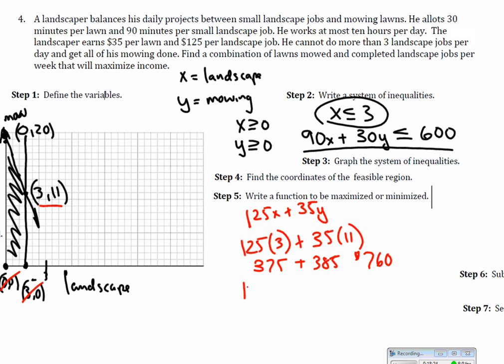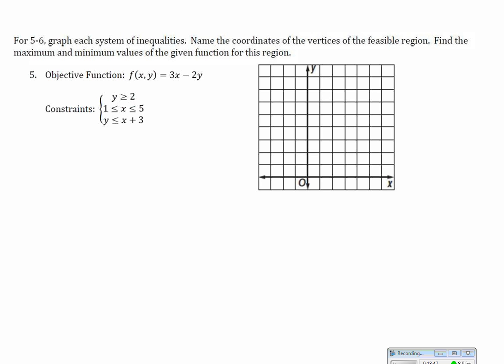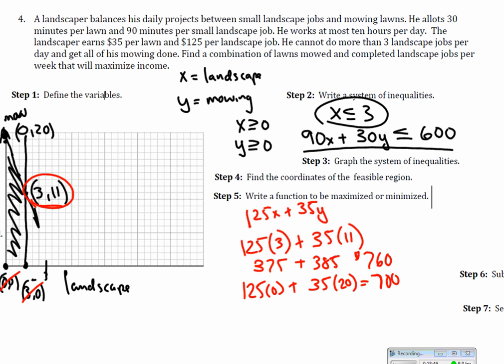If I do no landscaping and I mow 20 lawns, that's going to give me $700. So what's my best bet? The best way for me to use my time is to do 3 landscaping jobs and 11 lawns in one day. All right, I'm going to call that the end of part 1. I'll take a look, keep going with number 2, and we'll go from there.